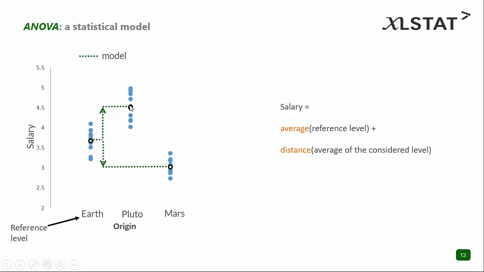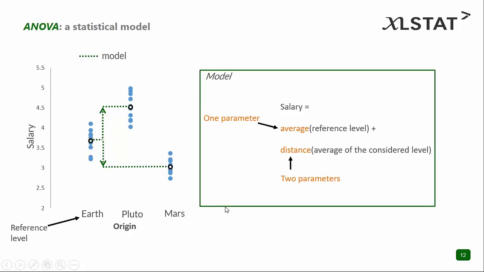So if I want to take the average of the salary of people from Pluto, according to our ANOVA model, I would take the average of Earth plus this distance, this arrow. So basically we have three parameters. One parameter for the average of the reference level and two parameters for the distance between this average and the two possible other averages. This is my model.